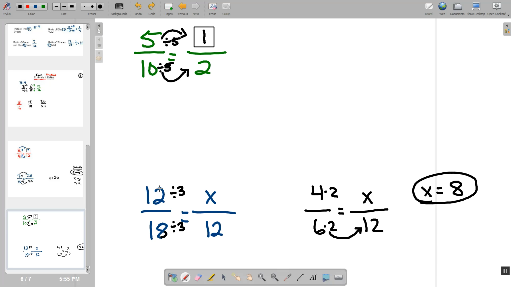So the original fraction was 12/18, or 12 to 18. The equivalent ratio will end up being 8 to 12, which makes sense because they're both going to actually be 2/3 if they're fully simplified.